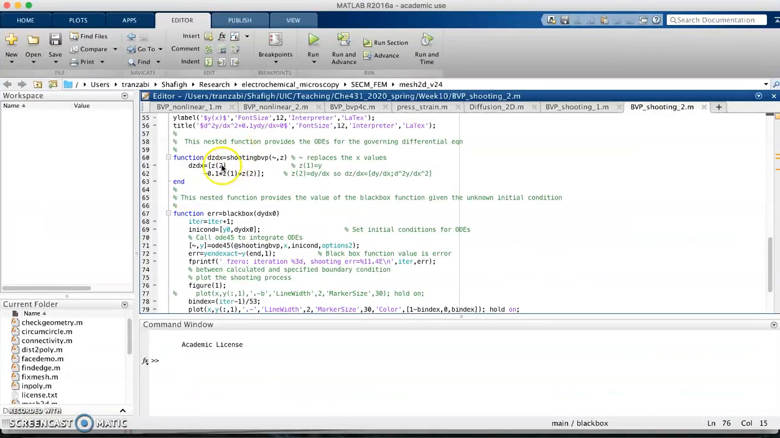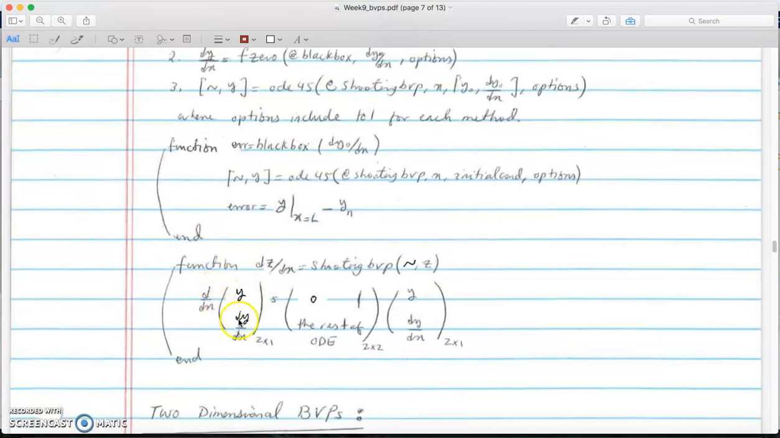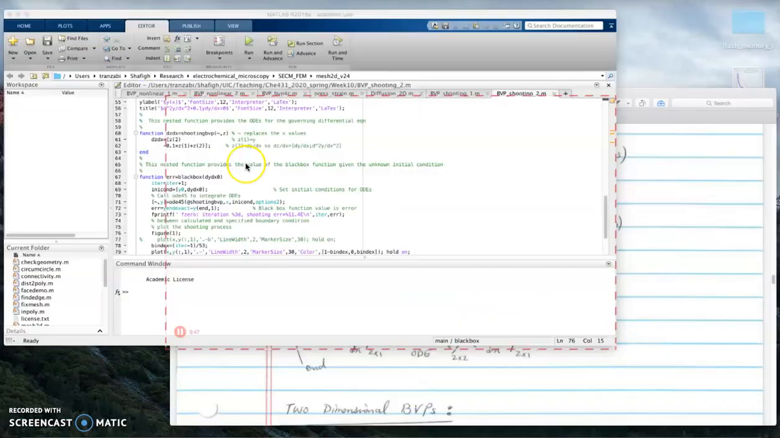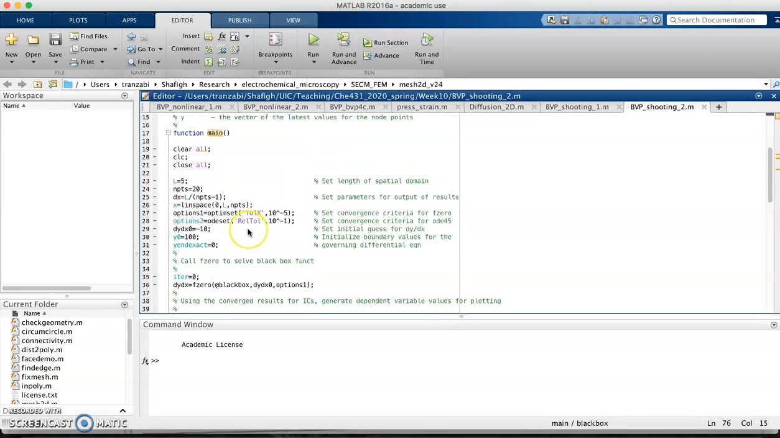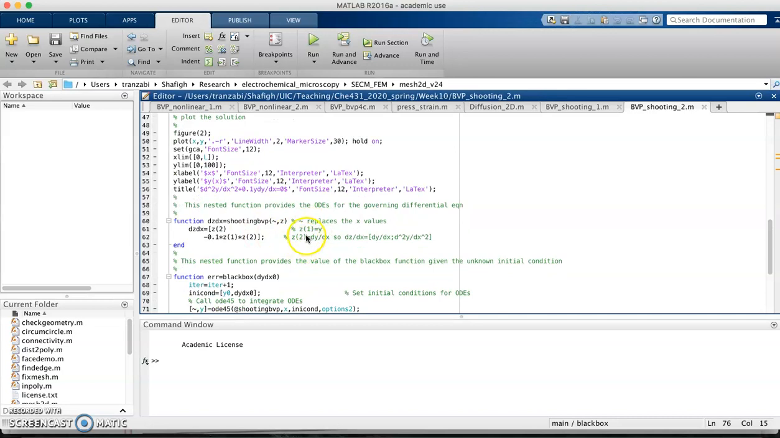So that means the first element in the dz dx is just the second element of z, which is dy dx. Alright, so I'm basically writing dz dx in this shooting function. And then the second element of the dz dx is basically the second derivative of y with respect to x, which according to the equation here is negative 0.1 times y times dy dx. Based on this definition that I have here, the second element of the dz dx is going to be minus 0.1 times z1 times z2, because z1 is y and z2 is dy dx.